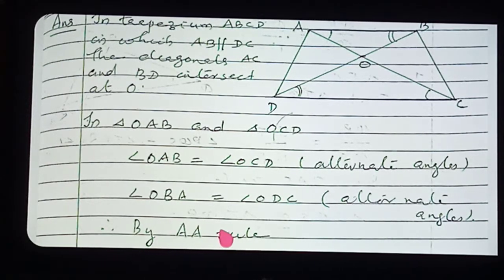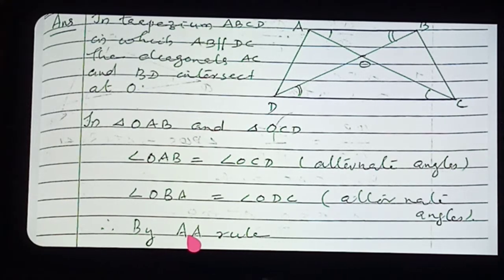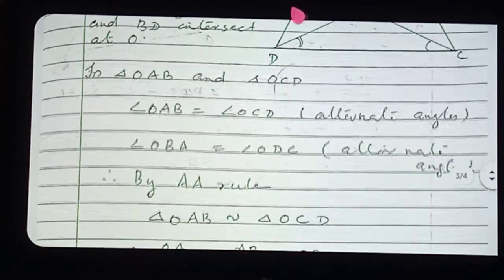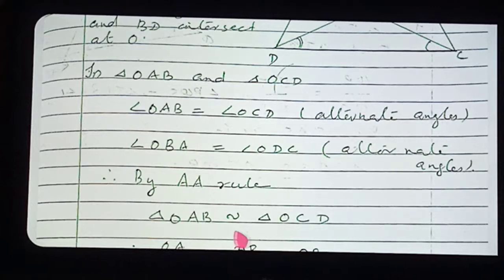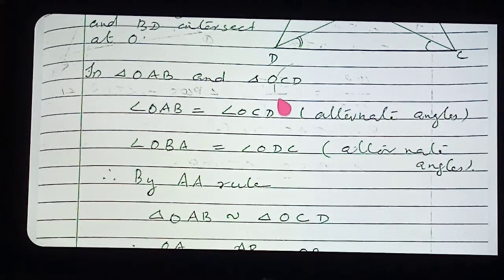So, the AA criteria is a very comfortable one for proving many of the riders, because you only need to prove two conditions. Here we proved only two conditions. So, by the AA criteria, what are we saying? Triangle OAB is similar to triangle OCD.